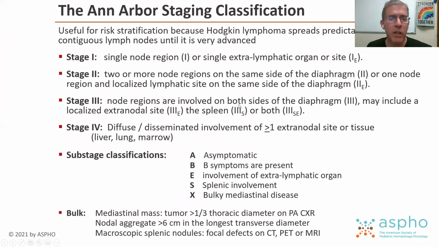This is the Ann Arbor staging classification. It's useful for risk stratification because Hodgkin lymphoma spreads predictably along contiguous lymph nodes until it's very advanced. I'm not going to read it, but please do realize that the substage classifications and the definitions of bulk disease very specifically apply to Hodgkin lymphoma, not non-Hodgkin lymphoma.